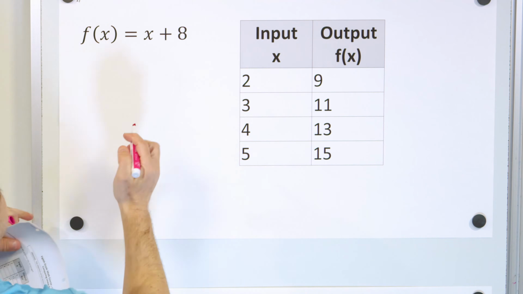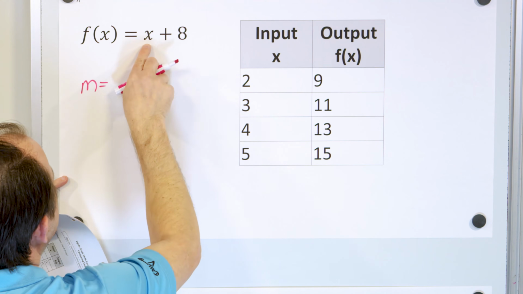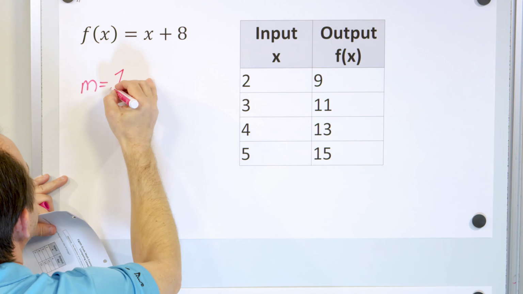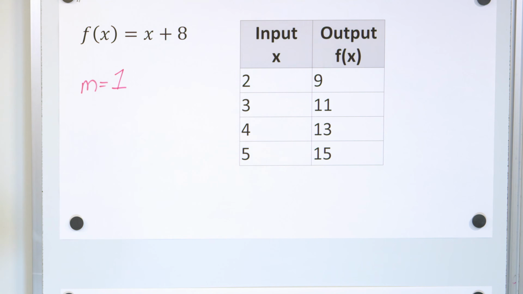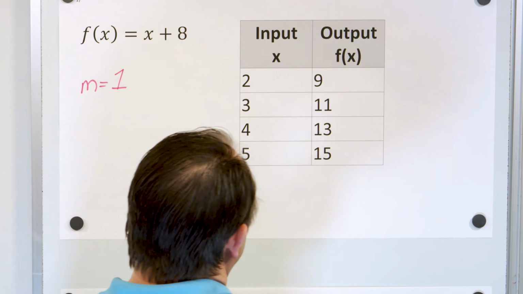Now, when we look at this one, this is very simple because the slope, you can just read right out of the equation. It's mx plus b, and m in this case is the kind of invisible coefficient of 1. So the slope of that function there is just 1. So that's very simple. But for this one, we actually have to do some work to calculate the slope.